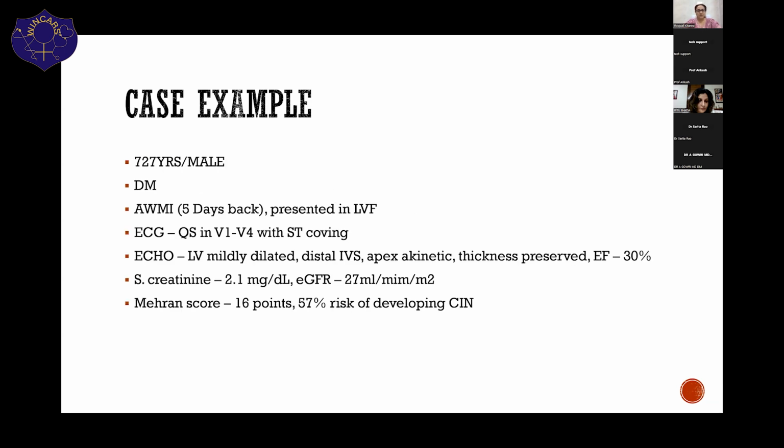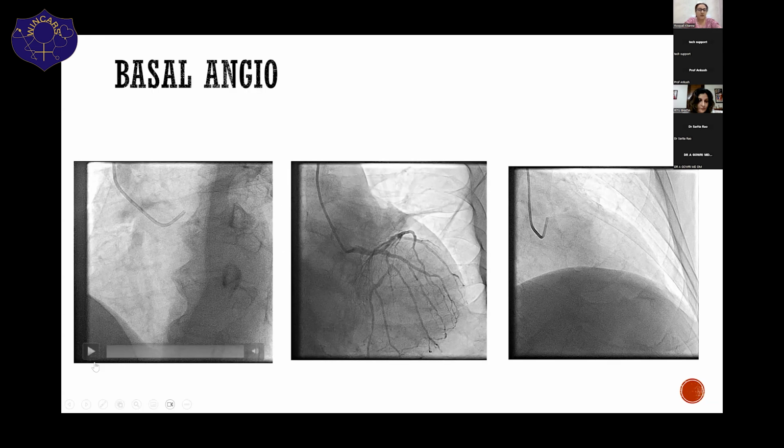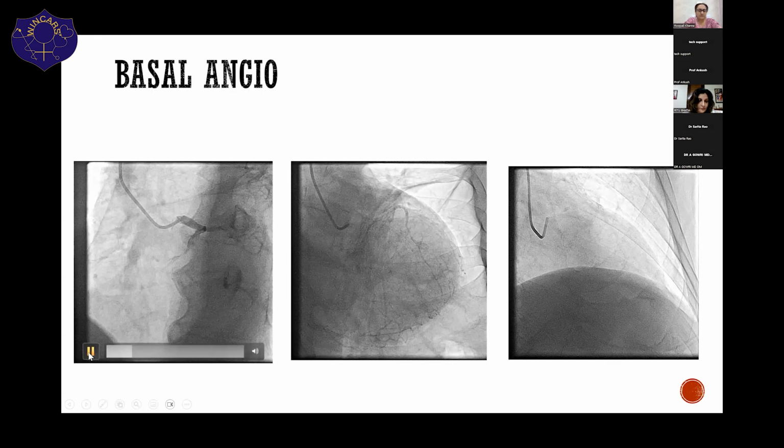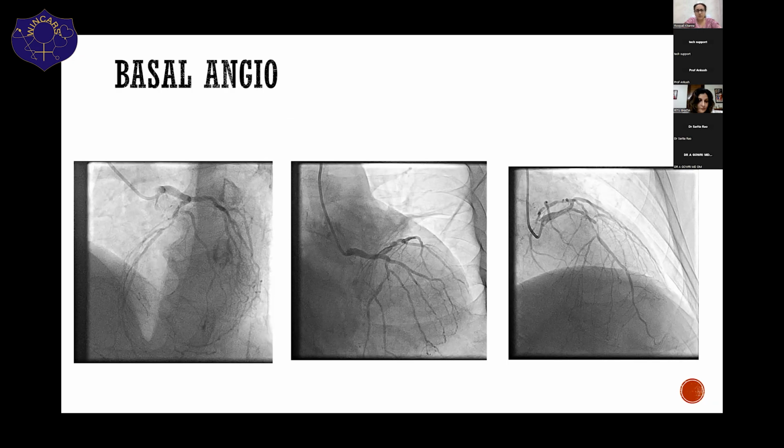So this is an example of a 72-year-old gentleman. He presented to us with an anterior wall MI, and he had a creatinine of 2.1 with an eGFR of 27. We knew that his Mehran score was 16 points and he had a 57% risk of developing CIN in this case. So we have to be very careful going for a PCI. Since he had post-MI angina, we wanted to do an angio in this case.